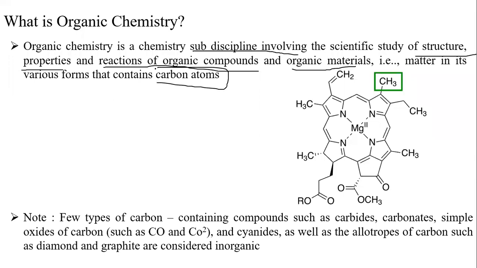Generally, organic chemistry means we study carbon compounds. This structure here is nothing but a chlorophyll structure, shown for understanding. So organic chemistry is the subdiscipline involved in the scientific study of structural properties and reactions of organic compounds and organic materials, that is, matter in its various forms containing carbon.